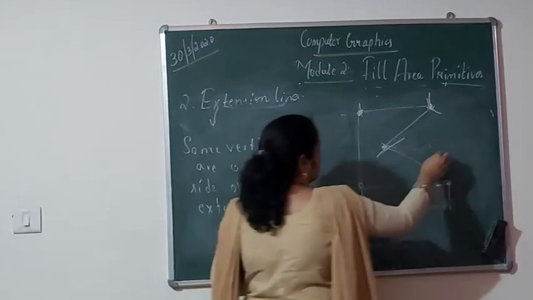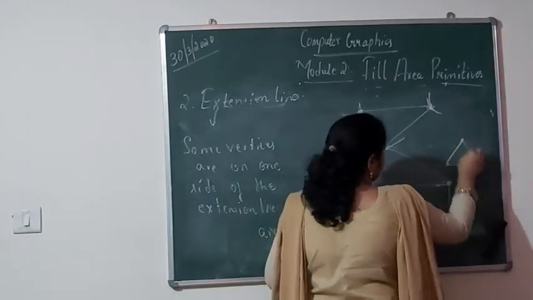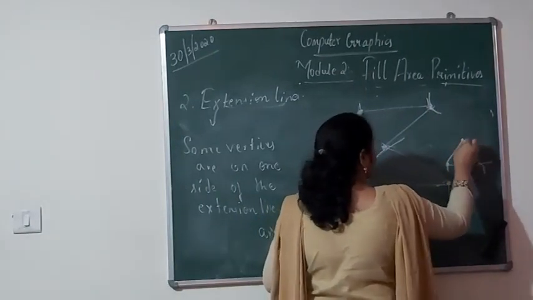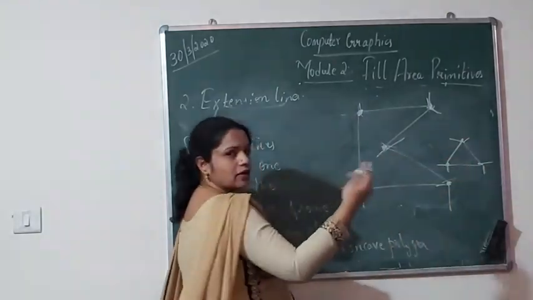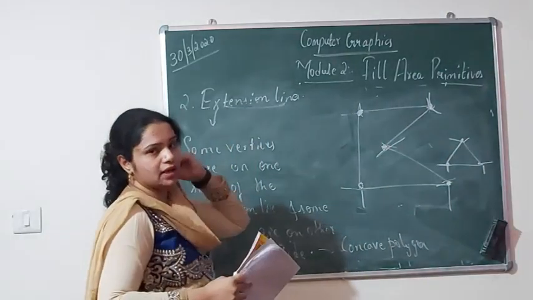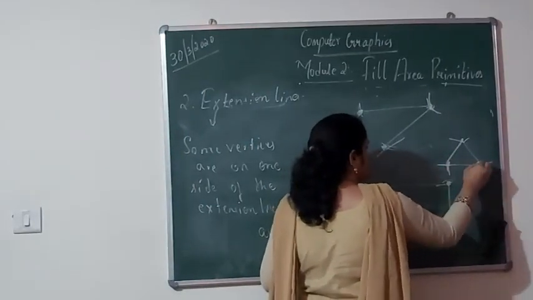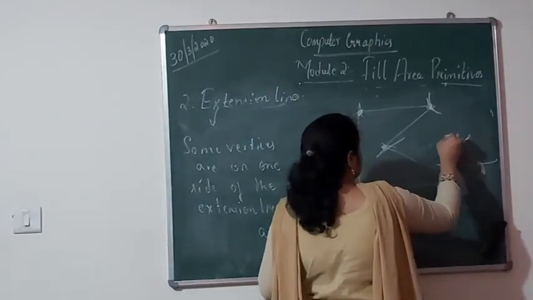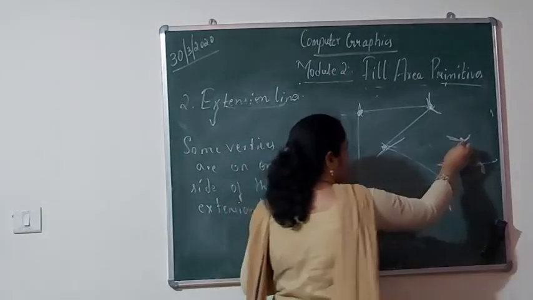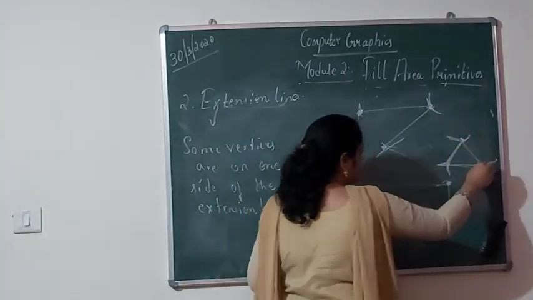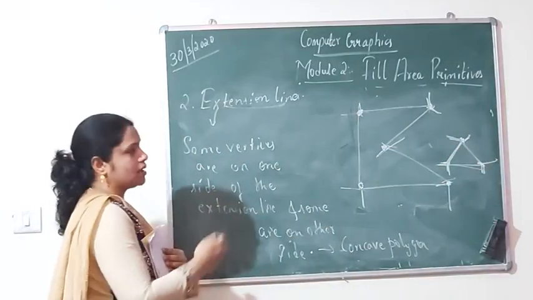If you take a triangle, all the extension lines are on the other side, right? That is towards the outside of the polygon or outwards of the vertices. This extension line is also outwards. This extension line is also outwards. This extension line is also outwards. And all the vertices are on one side of the extension line. That is why it is convex, right?